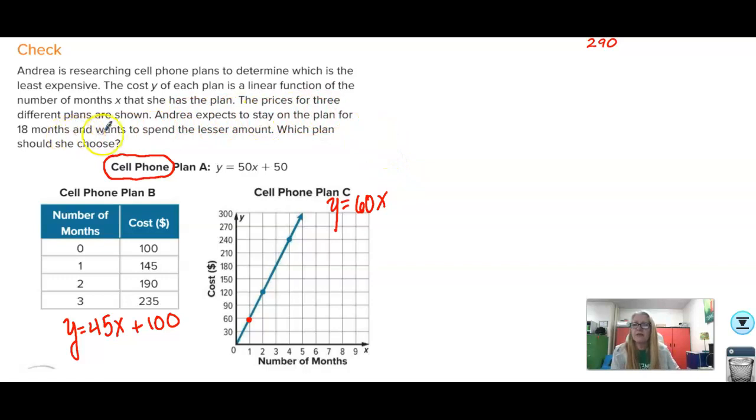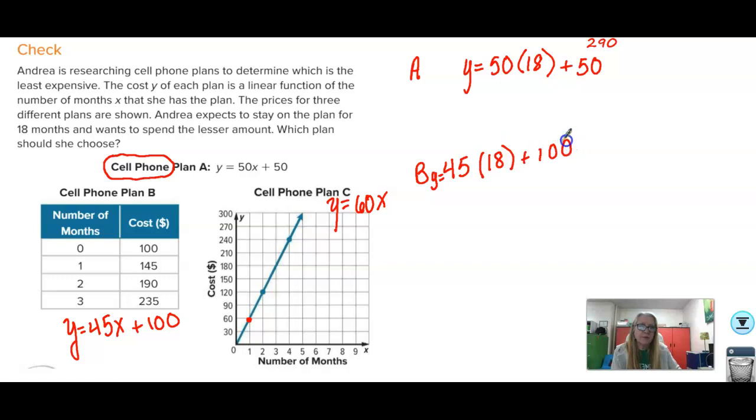So what is the question again? She's going to stay on the plan for 18 months, and she wants to know which one's cheapest. Cell phone plan A, we have Y equals 50 times, well, how many months? 18 months plus 50. Cell phone company B would be, I guess I should put the Y here, be consistent, 45 times 18 months plus 100. And company C, Y equals 60 times 18 months.